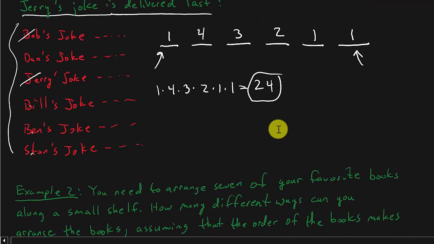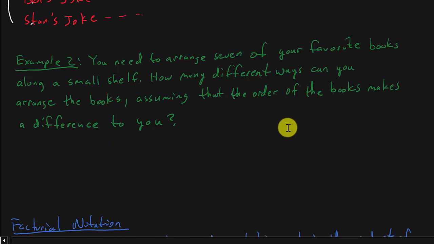All right, let's look at the next example. You need to arrange 7 of your favorite books along a small shelf. How many different ways can you arrange the books, assuming that the order of the books makes a difference to you? They told us in this problem that the order makes a difference.